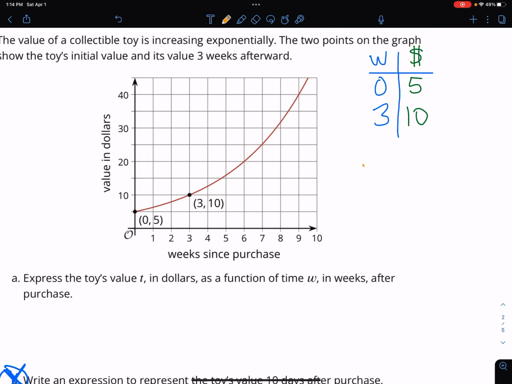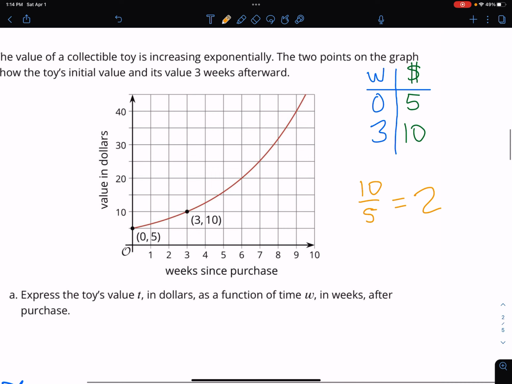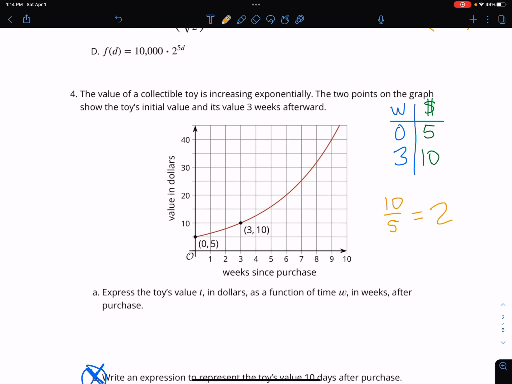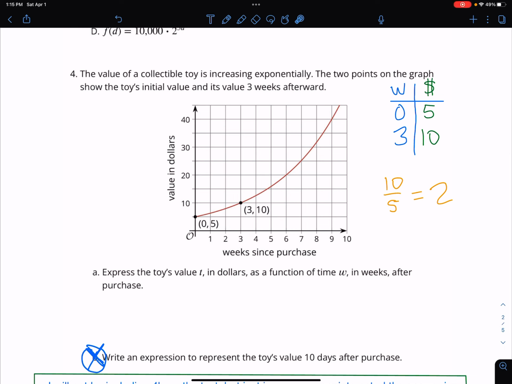So I'm going to write this. Here's my growth factor. 10 over 5. Well, 10 divided by 5, 5 goes into 10 2 times. So we got a growth factor. Our rate of change is 2. We're going to keep multiplying times 2 over and over and over again. But one thing to keep in mind, this happens over a 3-week period. Every 3 weeks, the value of this toy gets multiplied times 2. It's doubling every 3 weeks. The value is doubling. Next.